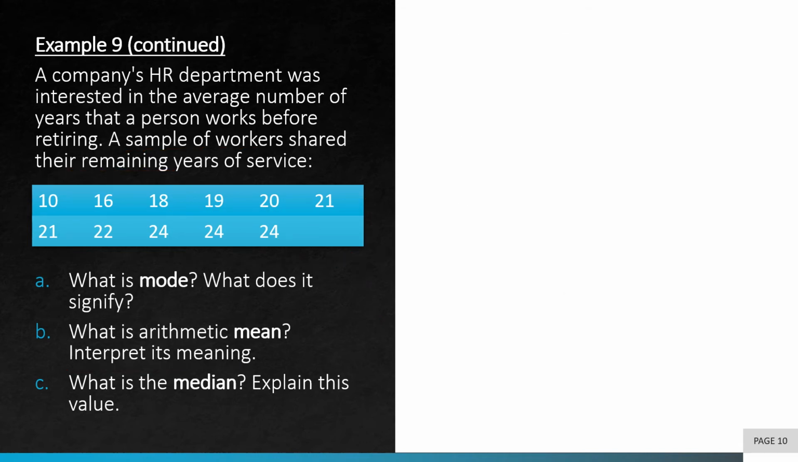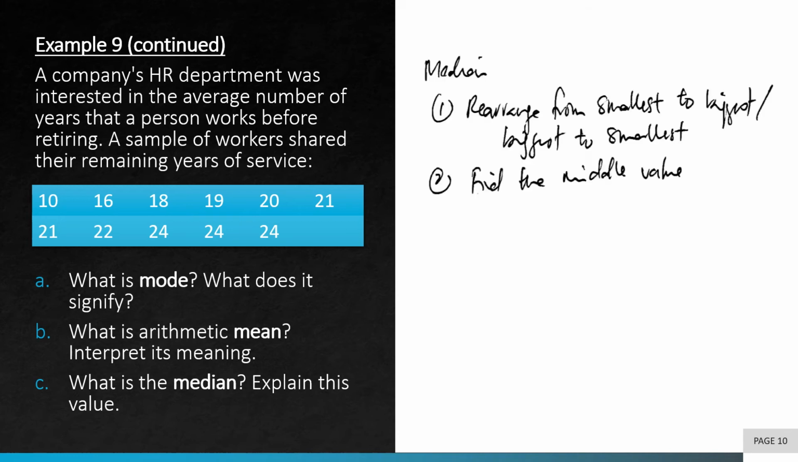Now let's look at the last question. What is the median? The first step to finding the median is to rearrange your data set from the smallest to the largest value. In this case, it has already been done for you, so it's quite easy, right? So you just rearrange it. And now we want to find what number lies right in the middle.